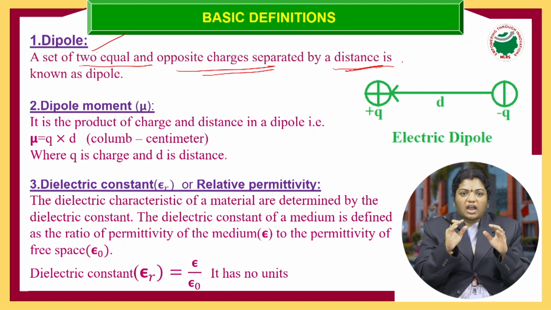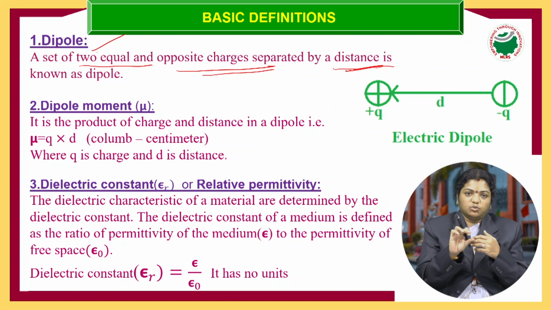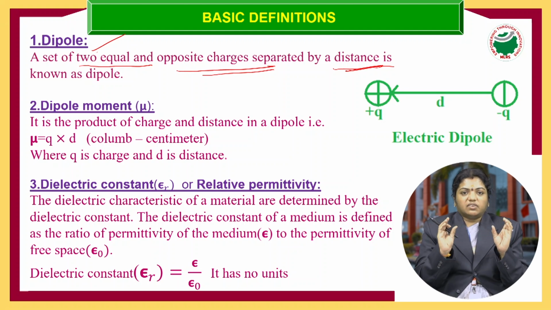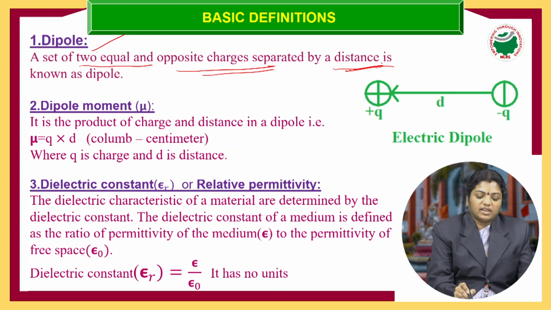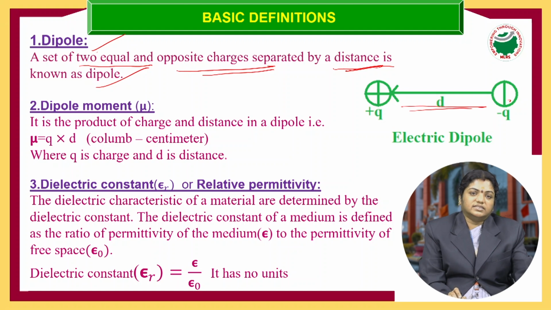Two equal and opposite means positive and negative. The charge value is the same, but the charges are opposite. Two equal and opposite charges separated by some distance is called the dipole. So this is one of the definitions.